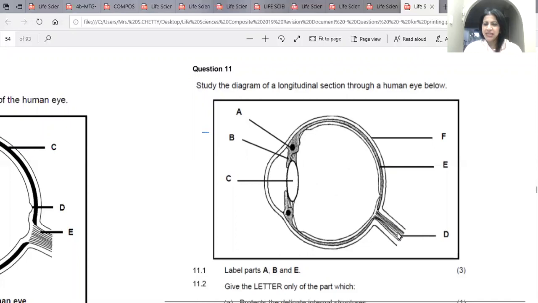By the way, what is D? That is your optic nerve. Remember I said to you, it's only got sensory neurons because it takes the impulses up to the cerebrum. No impulses come from the cerebrum down to the eye. Remember, the cerebrum receives and interprets all the messages from your sense organs.